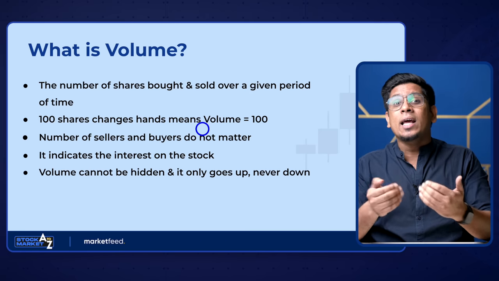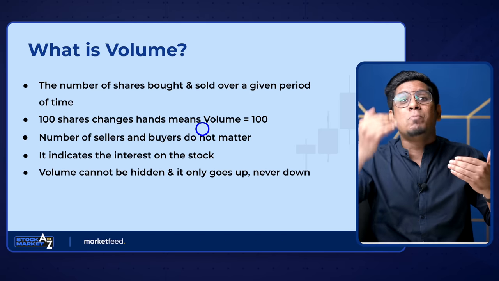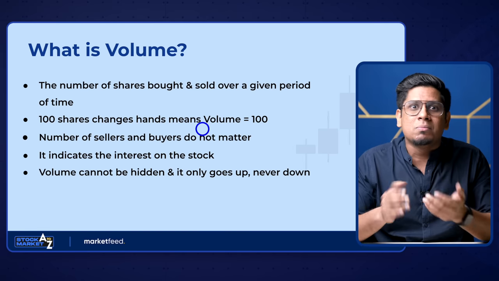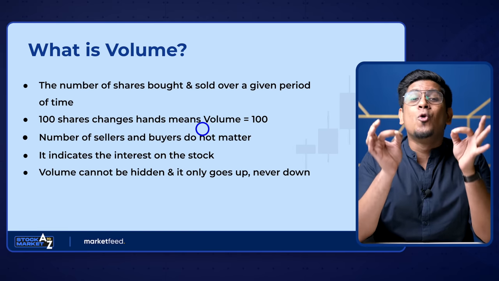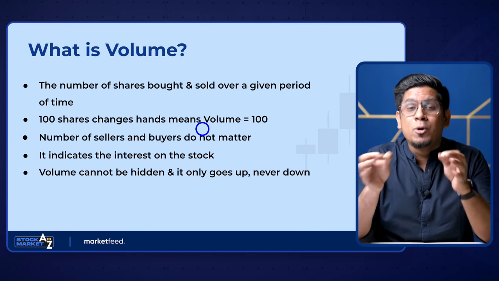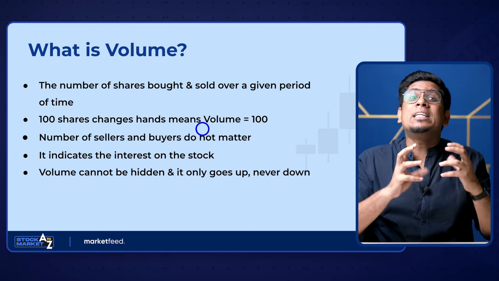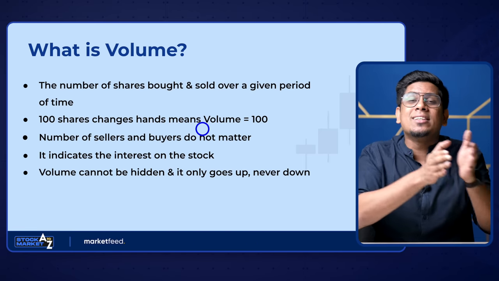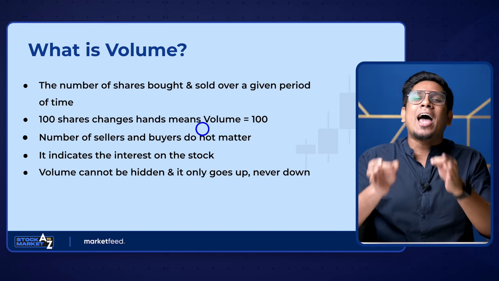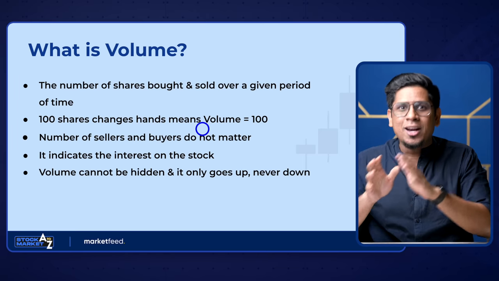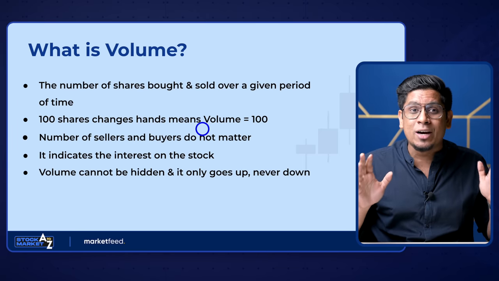Then some people think that there are 10 sellers here and 10 buyers here, so the volume is 20. No. What is the correct volume? The correct volume is 100, because if put together, 100 shares of Reliance are actually changing hands here. So the real actual volume is 100. Not 10, not 20. I hope things are very clear here, right?